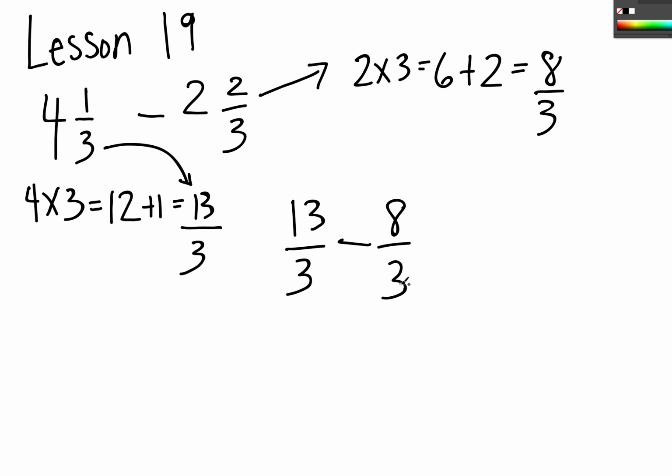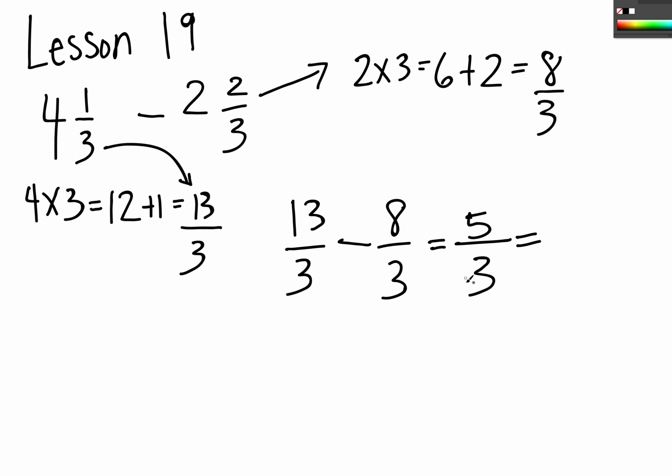So now, as we know, whether we're adding or subtracting fractions, the denominator doesn't change. So we know our denominator is going to be 3. But we also know that 13 minus 8 equals 5. Now, what do we call this? An improper fraction, because the numerator is bigger than the denominator. And so we can easily make this into a mixed number.